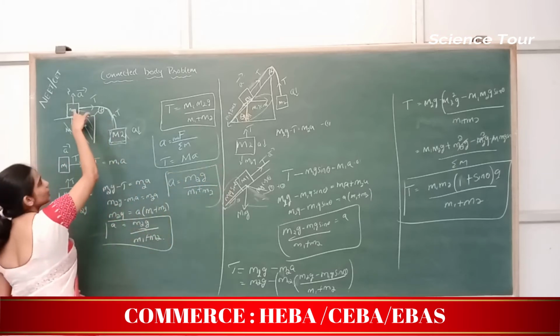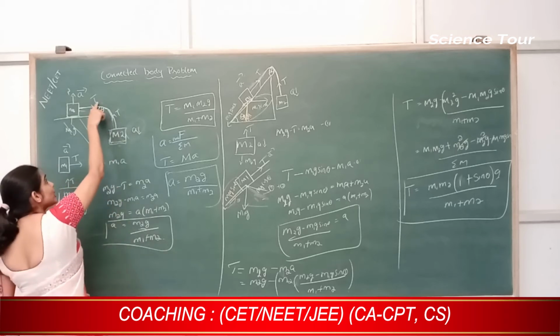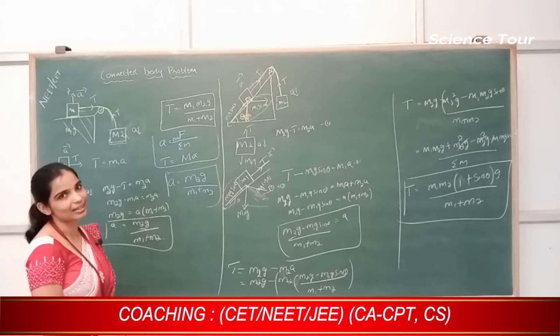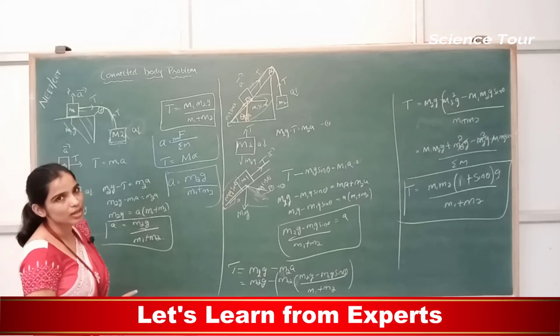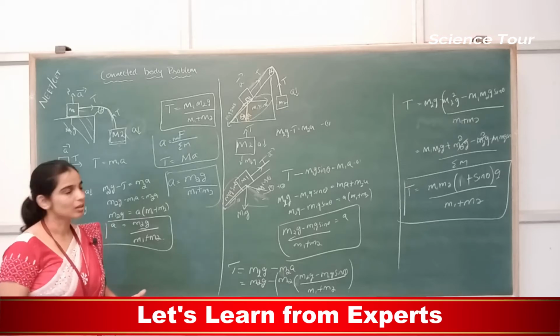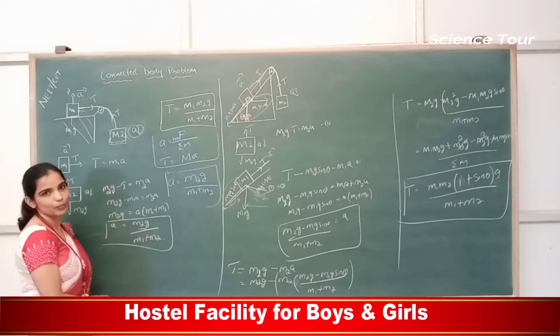Because the weight of this is not contributing to acceleration, and tension is due to these two masses. So the tension you can't consider for acceleration. Tension can't be a net force. Tension is a consequence of two weights. So the only weight which is responsible for this acceleration is m2.